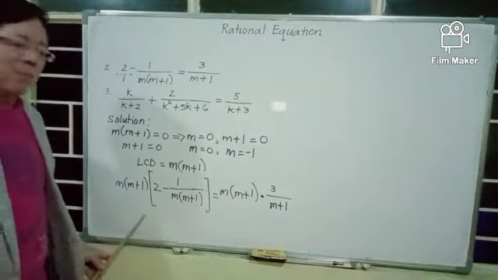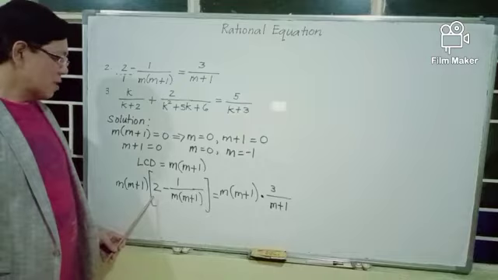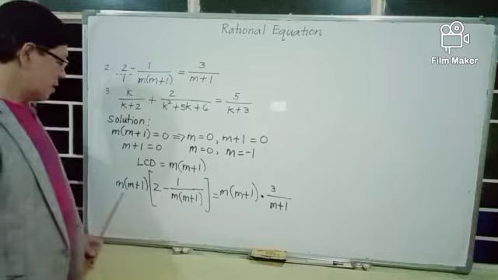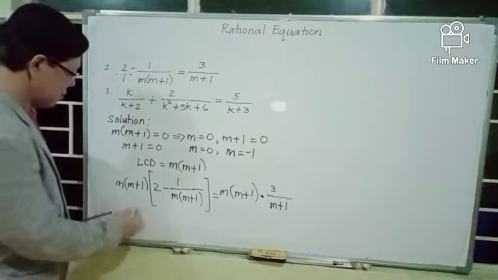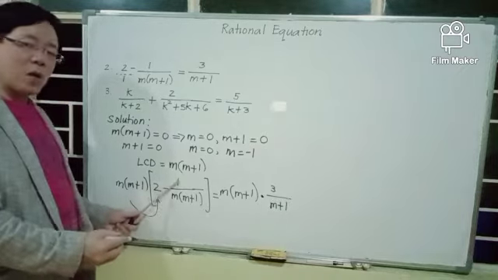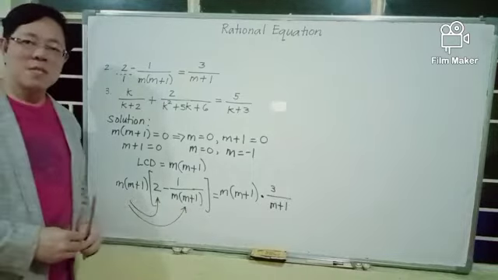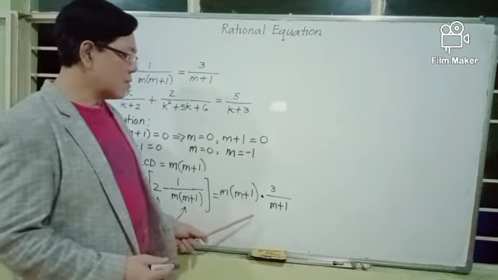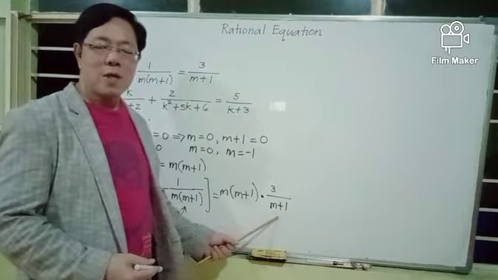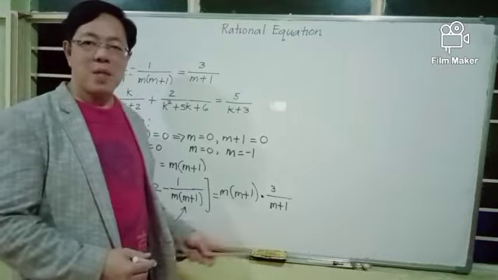For the left-hand side, we apply the distributive property of multiplication over addition or subtraction. That is, we multiply each term of this binomial or this difference by m times m plus 1. We multiply 2 by m times m plus 1 minus, we multiply 1 over m times m plus 1 by the LCD m times m plus 1. For the right hand side, you can see that we have m plus 1 in the numerator and m plus 1 in the denominator. And that will give you 1. So you just simply cancel m plus 1 over m plus 1.